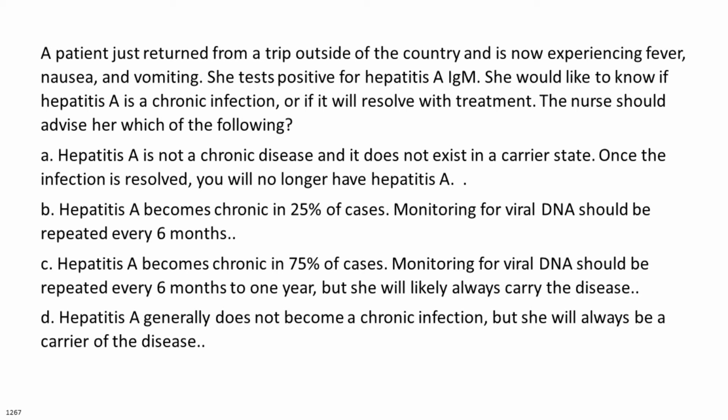B. Hepatitis A becomes chronic in 25% of cases. Monitoring for viral DNA should be repeated every 6 months. C. Hepatitis A becomes chronic in 75% of cases. Monitoring for viral DNA should be repeated every 6 months to 1 year, but you will likely always carry the disease. D. Hepatitis A generally does not become a chronic infection, but you will always be a carrier of the disease.